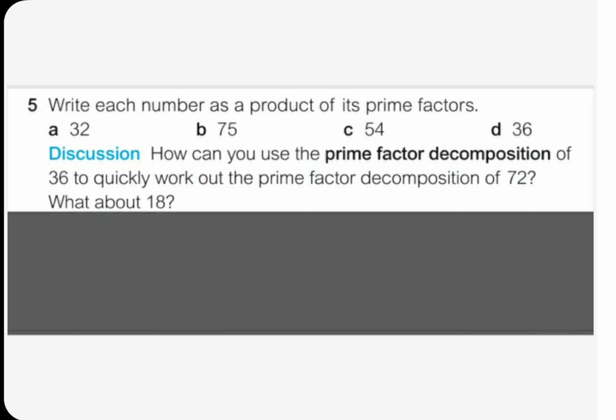In this presentation, we're going to talk about question 5. In question 5, write each number as a product of its prime factors. 32, 75, 54, 36. We're going to answer 32 and 75, and the other ones are the same. How do we answer this question?